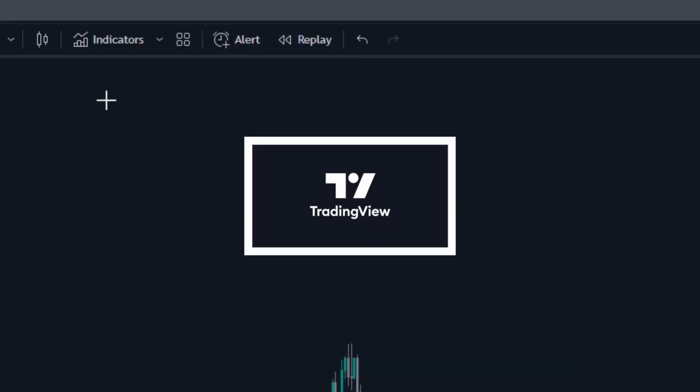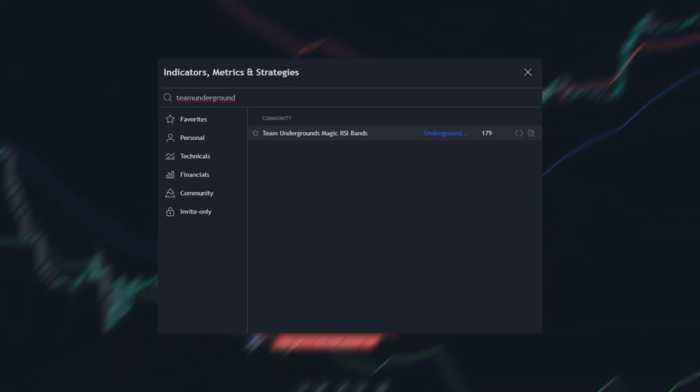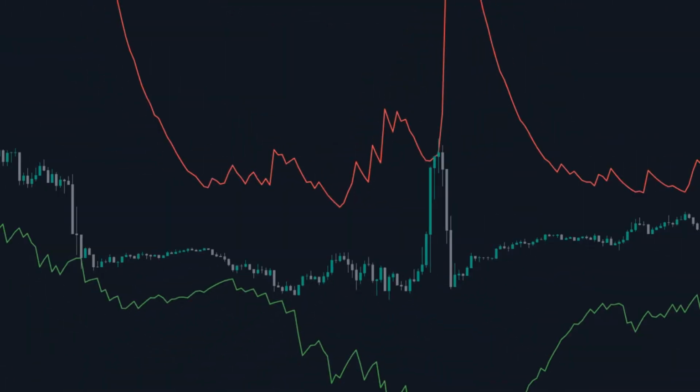Fire up your TradingView and head over to the Indicators tab. We are on the lookout for two key indicators, Team Underground and EMA. Here are the settings. Magic RSI bands. You'll see two bands, green and red.